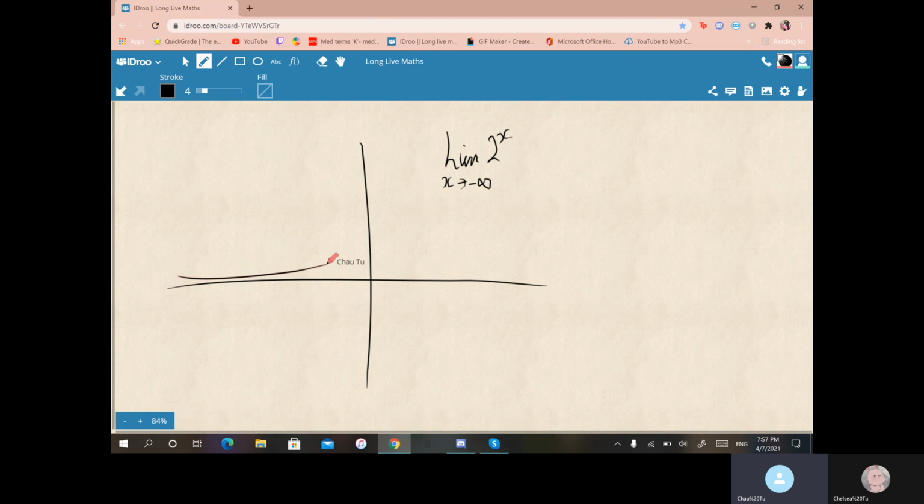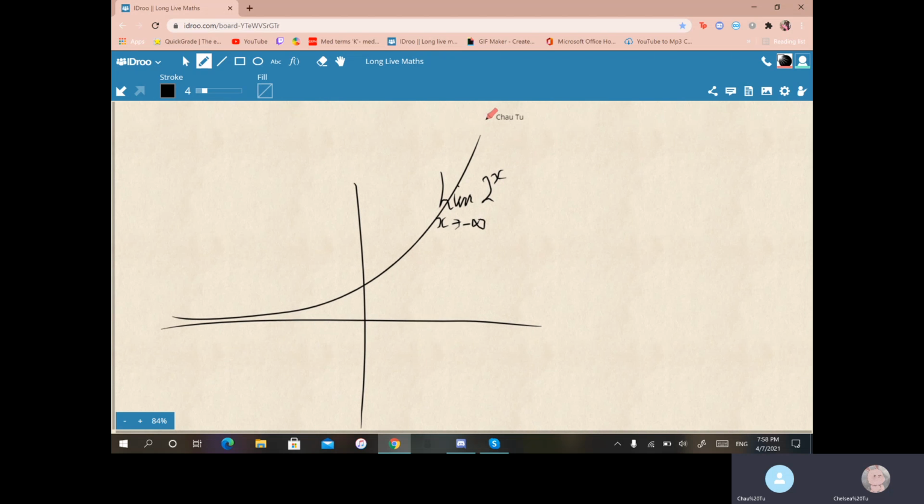So 2 to the power of x looks like this. And what does it mean for me to ask you, what is the limit of 2 to the power of x as x heads towards negative infinity? What does that mean? That it's heading towards still negative 0. Yeah, so 0.